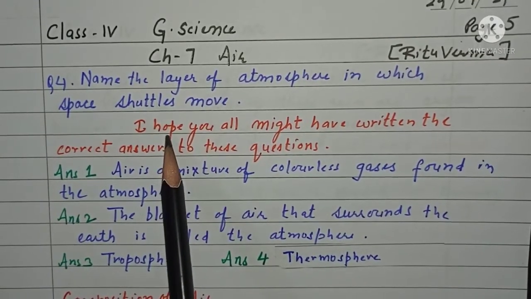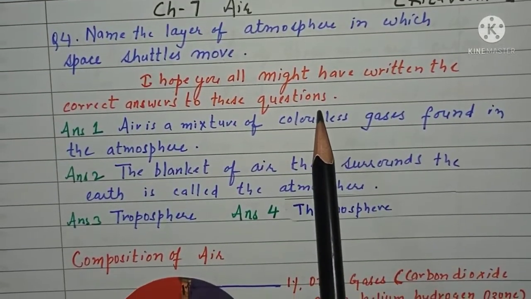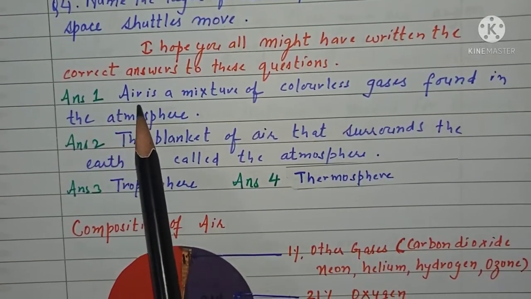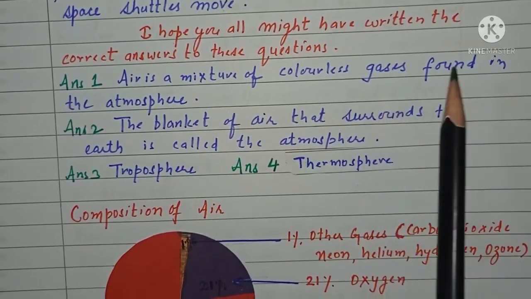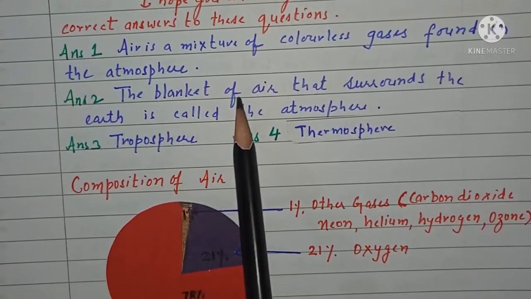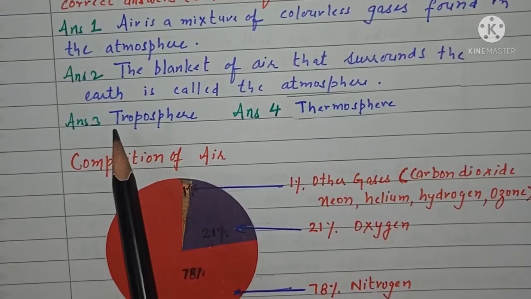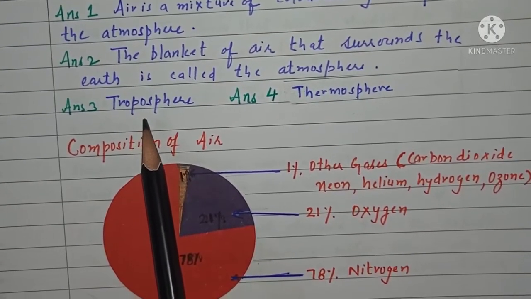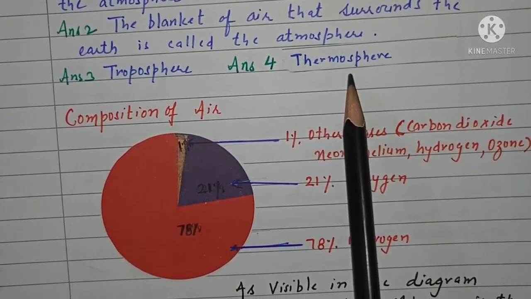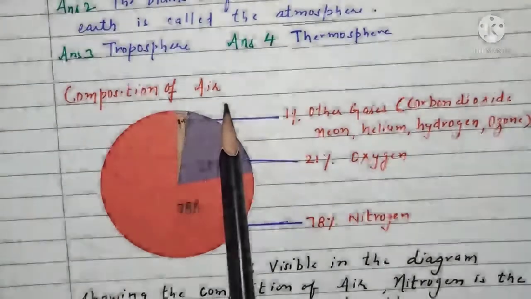Now students, I hope you all might have written the correct answers to these questions. So let me discuss the answers first. What is air? Air is a mixture of colorless gases found in the atmosphere. What is atmosphere? The blanket of air that surrounds the earth is the atmosphere. And the closest layer to the surface of the earth is the troposphere, and the space shuttles, they move in the thermosphere.